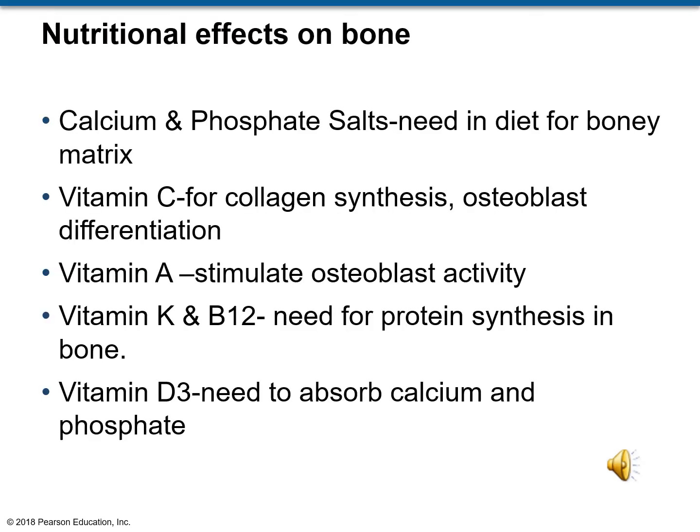Bone structure is going to be affected both by nutrition and by hormones that both will control and have effects on the bone growth and how strong the bone is. Under nutrition, calcium and phosphate salts, we need those in the diet for the bony matrix. Vitamin C is necessary for collagen synthesis, as well as to cause the osteoblast to differentiate to become osteocytes.